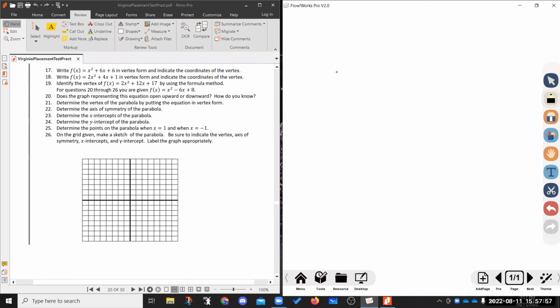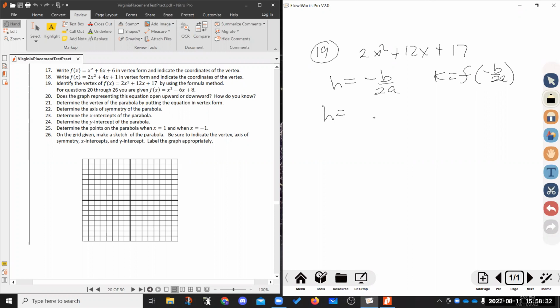On to number 19. 19 asks me to identify the vertex of 2x squared plus 12x plus 17 using the formula method. So it doesn't want me to complete the square this time. It wants me to use that formula that says that my x coordinate is going to be negative b over 2a, and my y coordinate is going to be f of negative b over 2a. I'll show you how I'm going to figure that out without actually having to do my exponents in a second.